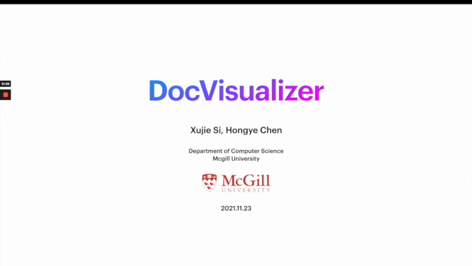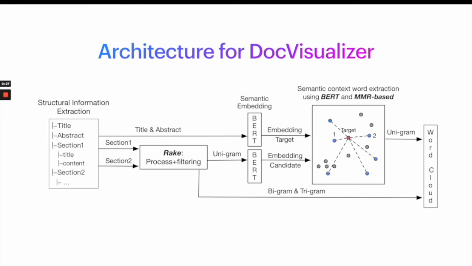DocVisualizer is a tool that extracts the keywords and metadata out of a research paper and then visualizes them in a word cloud. Unlike any existing word cloud generator tool, DocVisualizer accepts PDF instead of text files and is able to extract the structural content out of the PDF. So here's how we do that.